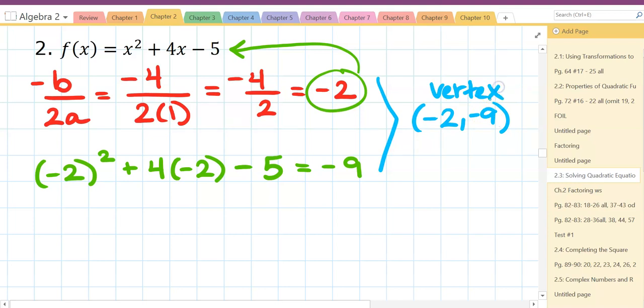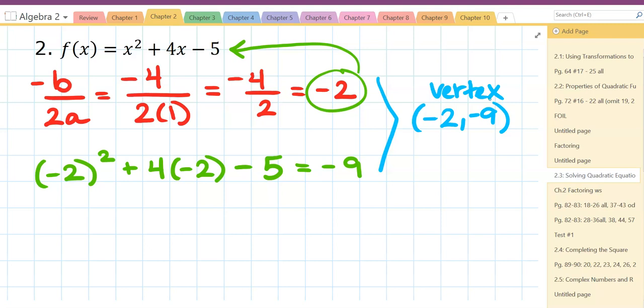If you're not getting negative 9 when you plug it in, first make sure that you're using parentheses. That's a huge mistake that I see happen all the time, that we skip the parentheses and then your calculator is not giving you the right answer. So you've got to be really careful about that.